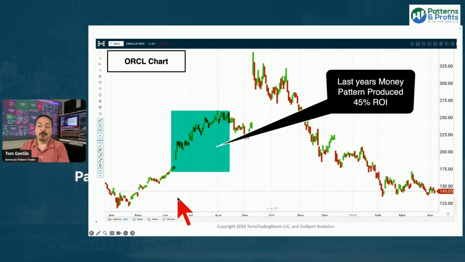Chart looks like this. This was last year's pattern, all right, from the June start date going forward. Then we saw what happened afterwards, a big gap up with Oracle, pushed it up to above 325. Since then, it's been dropping, but it looks like it's coming into an area of support for 2026.